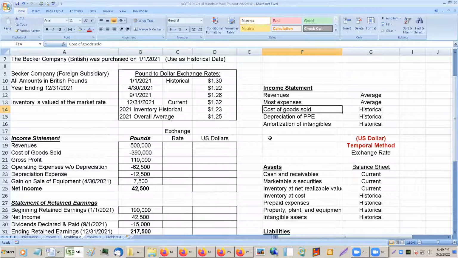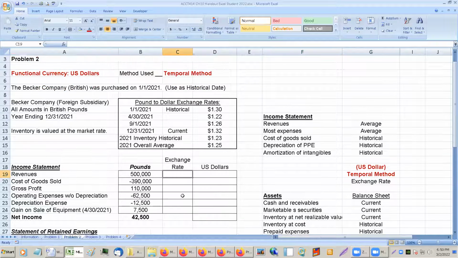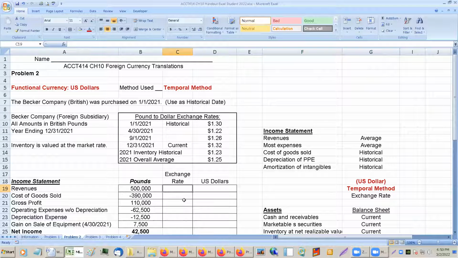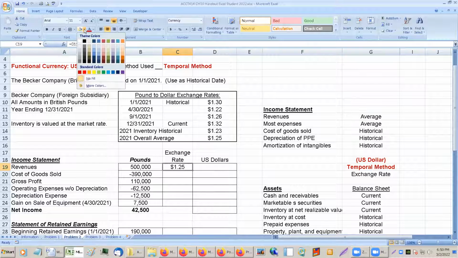So we're going to be doing the inventory stuff. Okay, inventory is valued at market rate at the end of the year. So we'll do the current rate down here, but we'll do the historical cost for the rest of these. Okay. So let's go ahead and do this. So the revenues average, just like we did before. So throughout the year, they'll take an average inventory, average rate.